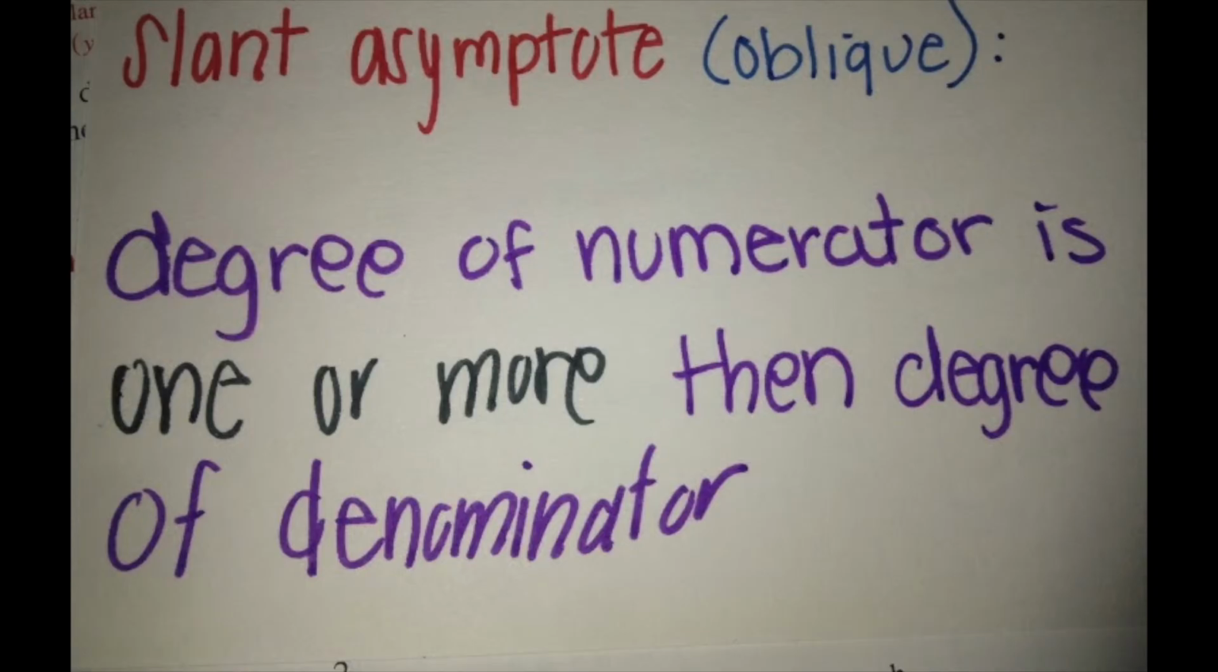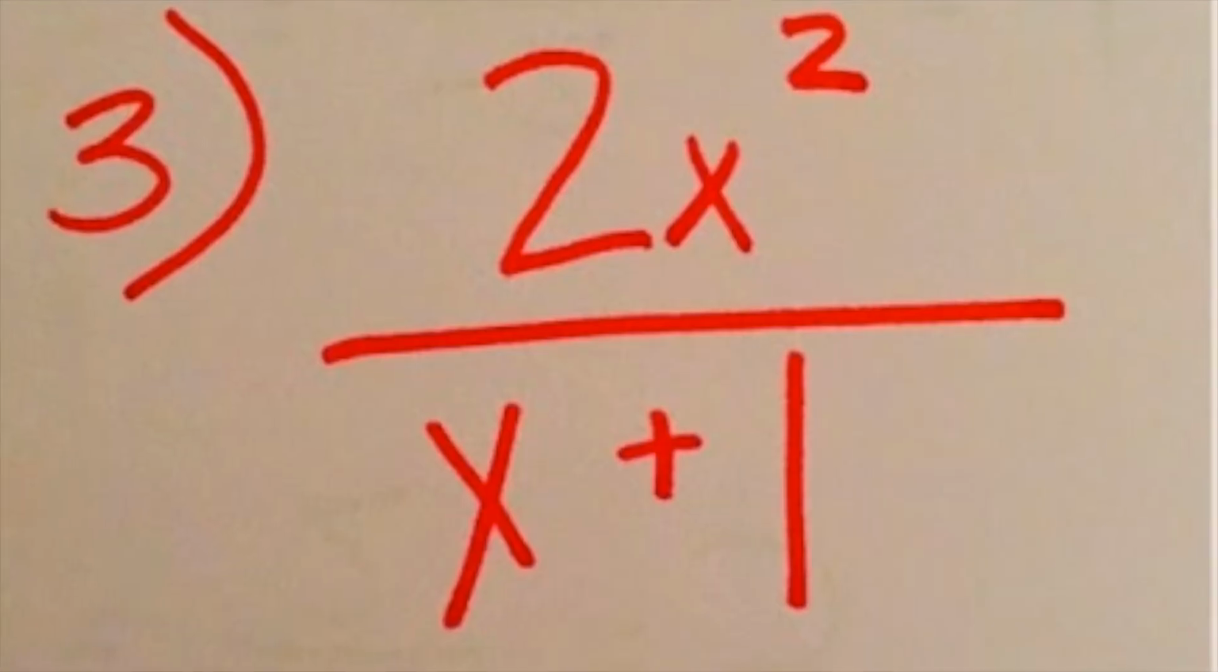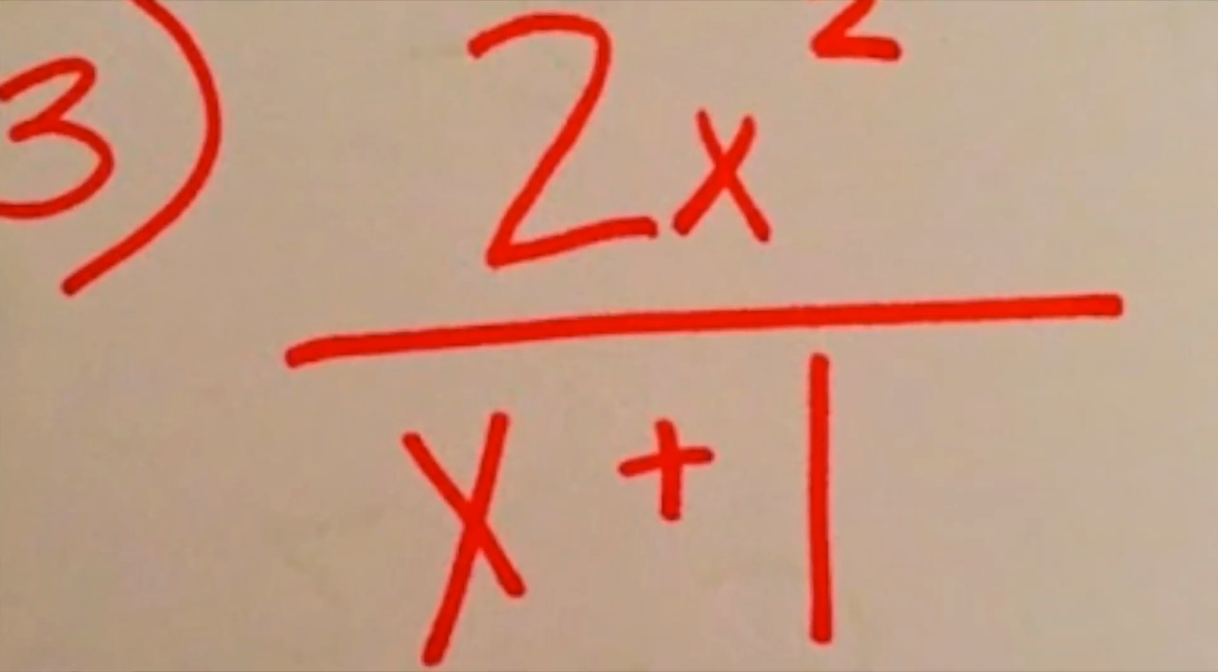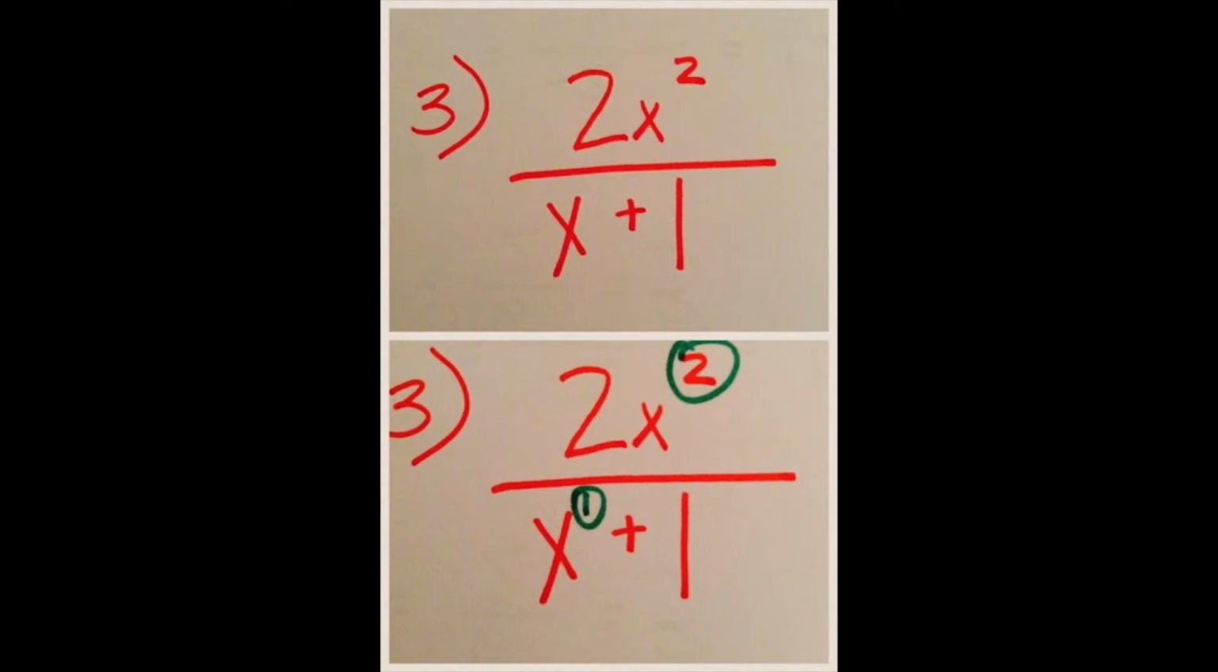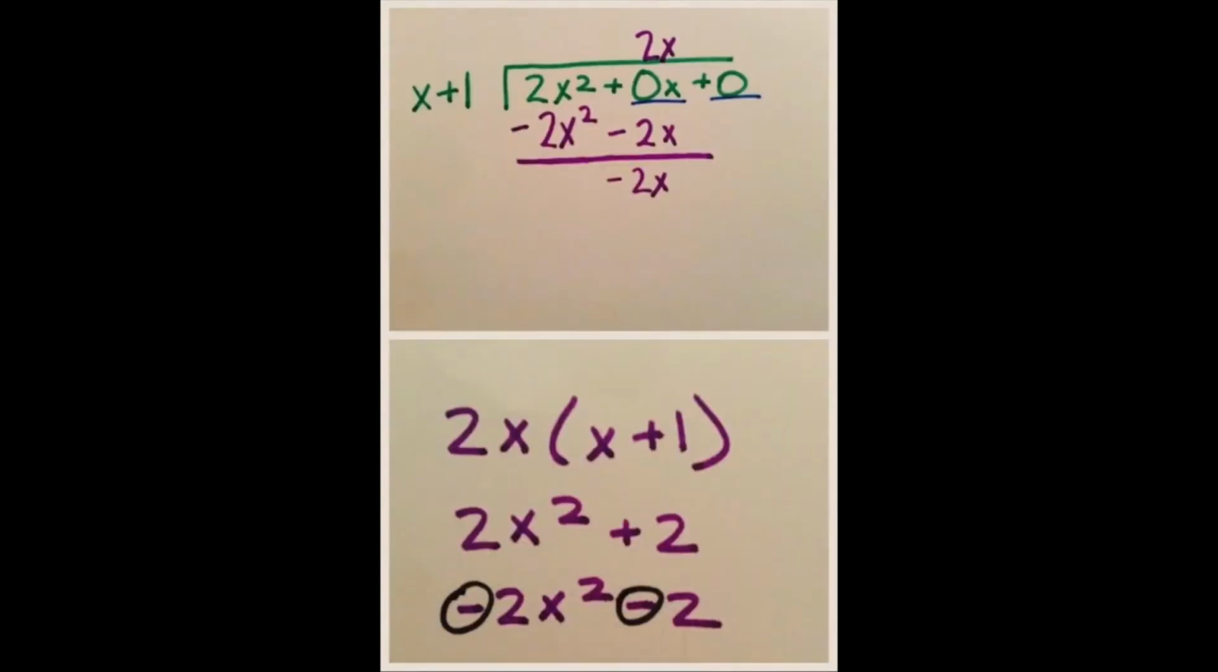Oblique or slant asymptotes exist when the degree of the numerator is greater than the degree of the denominator. Example 3: 2x squared over x plus 1. The degree of the numerator is one more than the degree of the denominator, therefore a slant asymptote exists. X plus 1 will be your divisor, whereas 2x squared will be your dividend. Be sure to include placeholders, those are important when dividing.